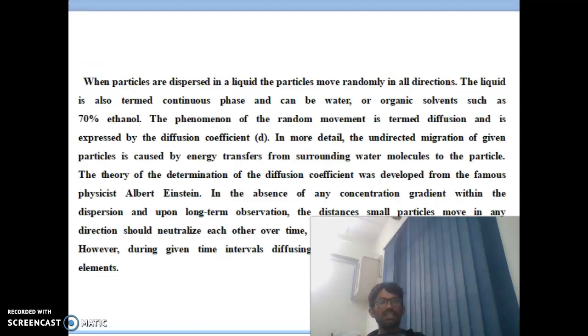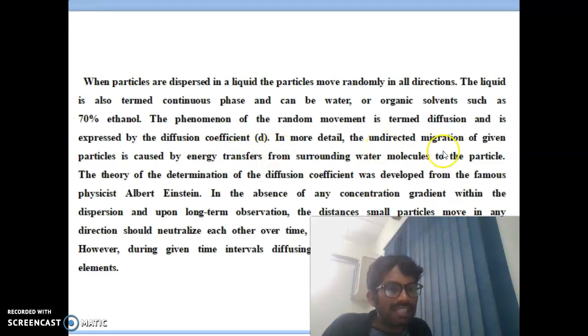You can see here in detail, when the particles are dispersed in a liquid, the particles move randomly in all directions. If you take one beaker of water, you can clearly see how the particles move in all directions. The liquid is also termed the continuous phase and can be water or organic solvents such as 70% ethanol. The phenomenon of random movement is termed diffusion and is expressed by the diffusion coefficient D.